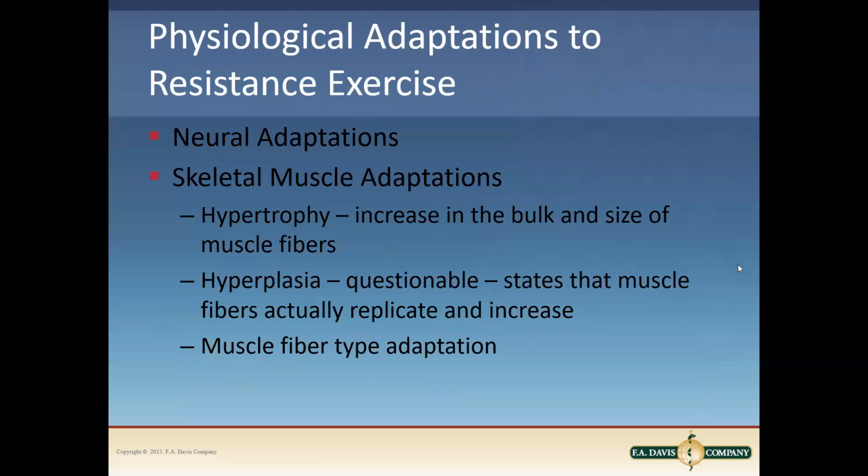All right, so we'll stop here. I'm going to stop the sharing. We'll pick up with neural adaptations on Tuesday. Stop recording. Where's my mouse?